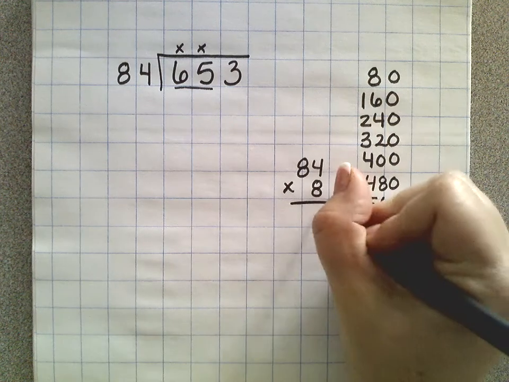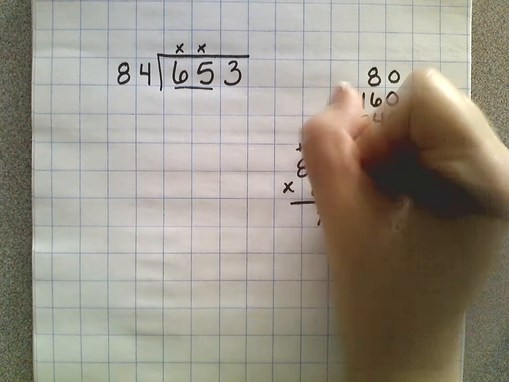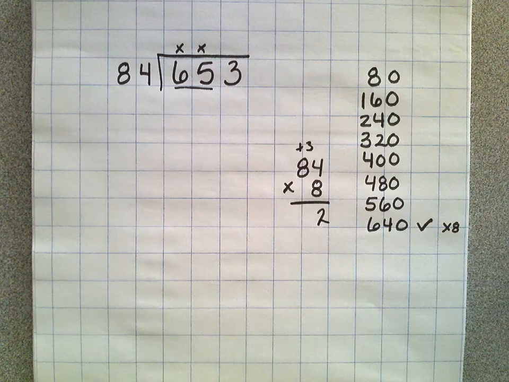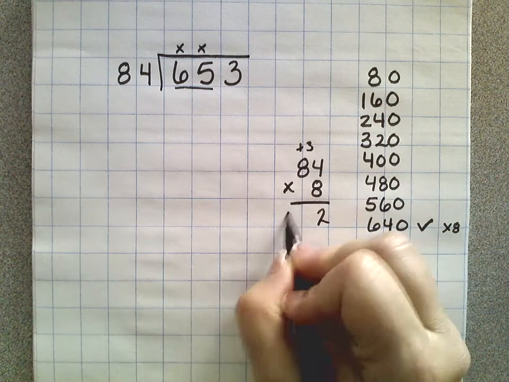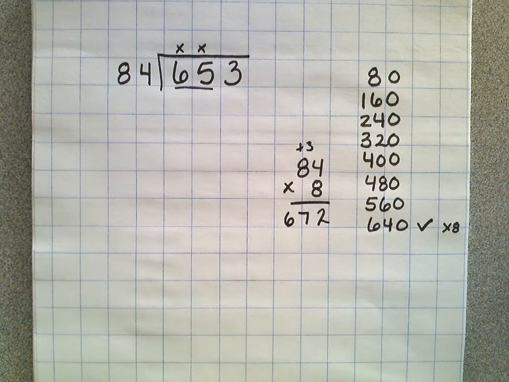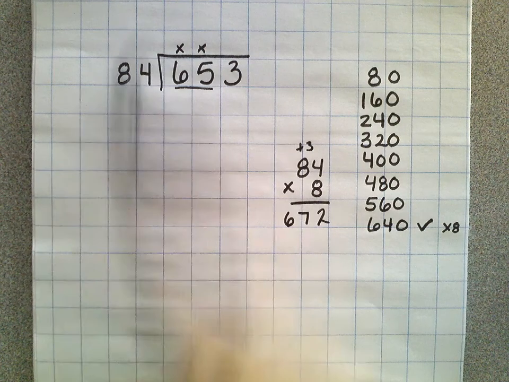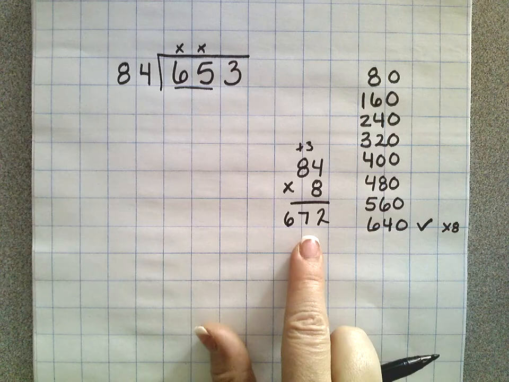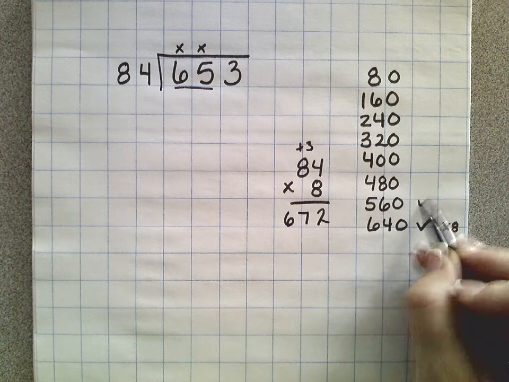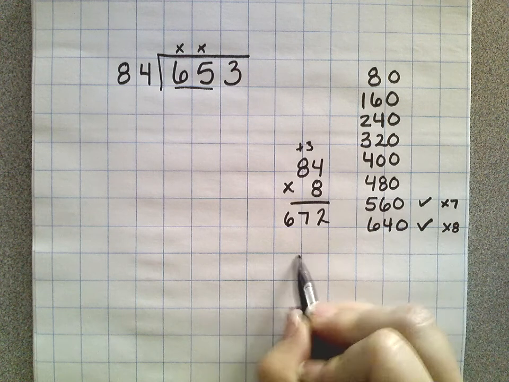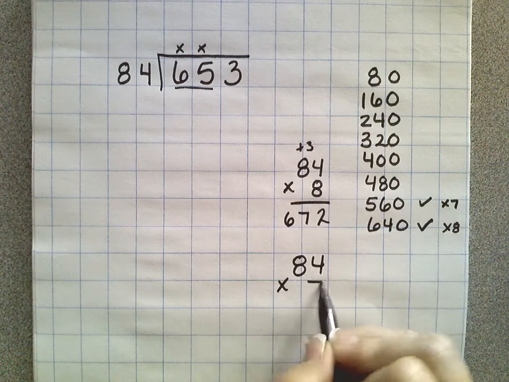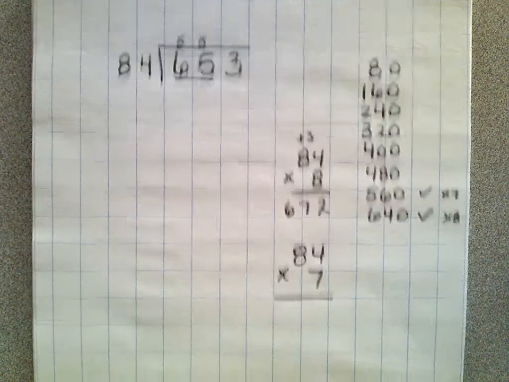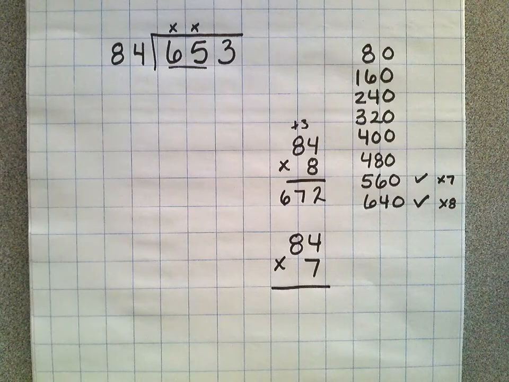4 times 8 is 32. 8 times 8 is 64. Add on 3 is 67. Uh-oh. 8 did not work. That's why I didn't put it up there. Look at that, that's too large. So what should I try? The next one, times 7. So let's come over here. 84 times 7. And this will happen to you quite a bit. But you just have to keep trying numbers.